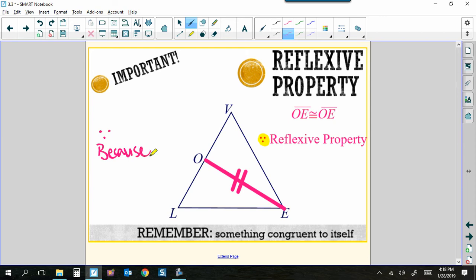So therefore actually goes this way. Oh, you're right. There's shorthand for therefore.